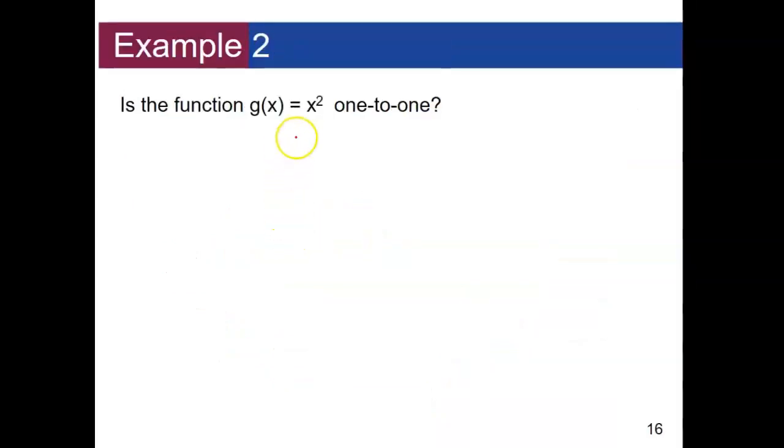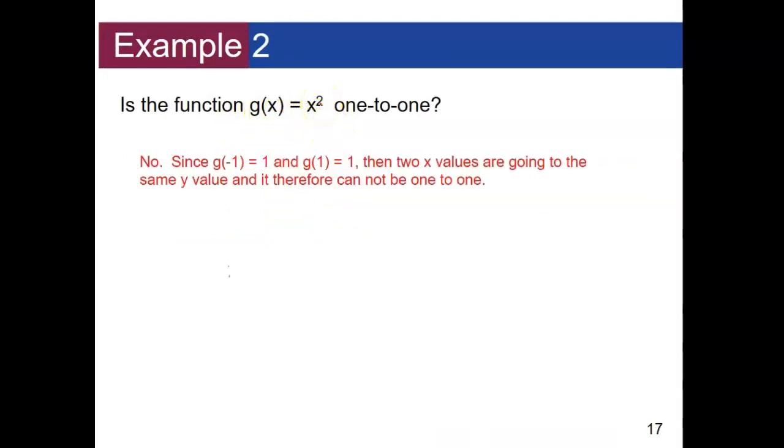Okay, on this graph here, if you graph this, you would be able to clearly see that it's not 1 to 1 because both g of negative 1 is equal to 1 and g of 1 is equal to 1.